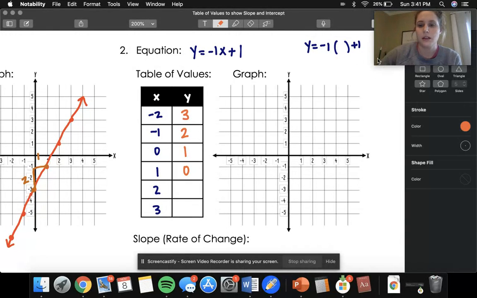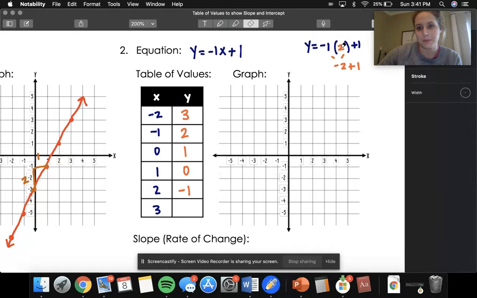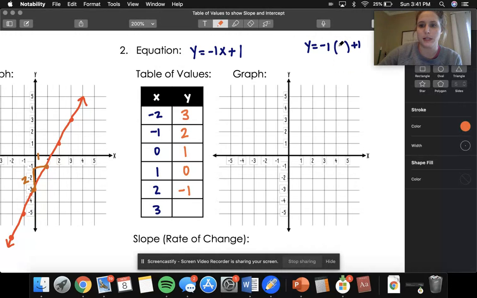Okay. Now we're going to put in 2. Negative 1 times 2 is negative 2. Drop down the plus 1. Negative 2 plus 1 is negative 1. All right. And then the last one is we're putting in a 3. Negative 1 times 3 is negative 3. Negative 3 plus 1 is negative 2.